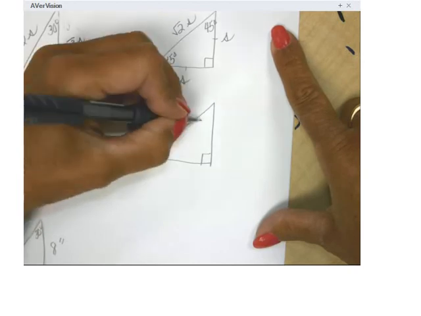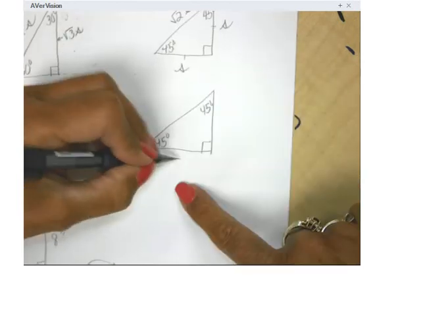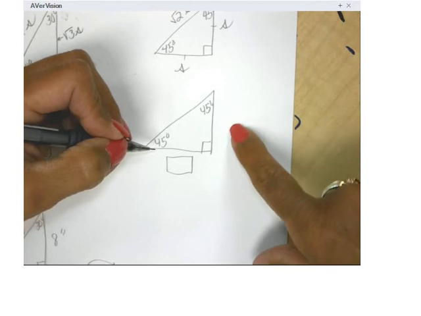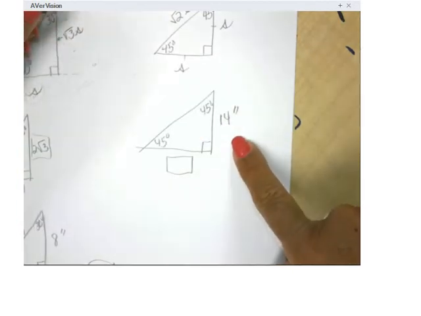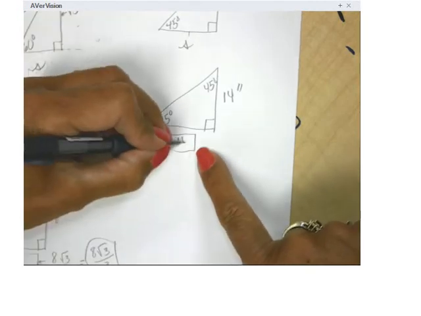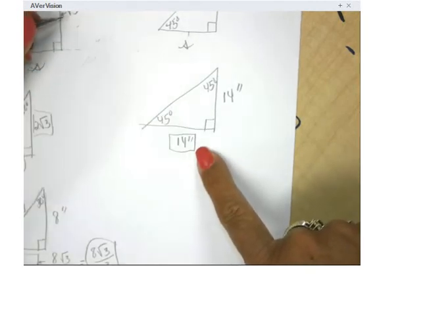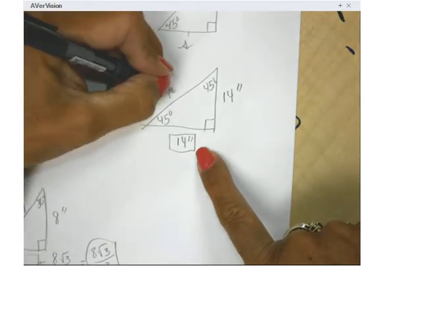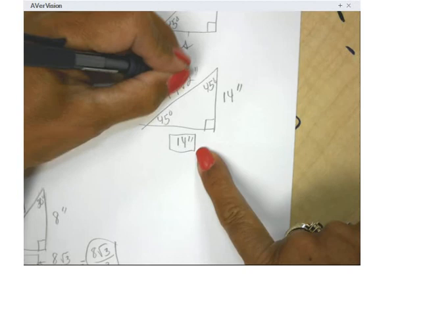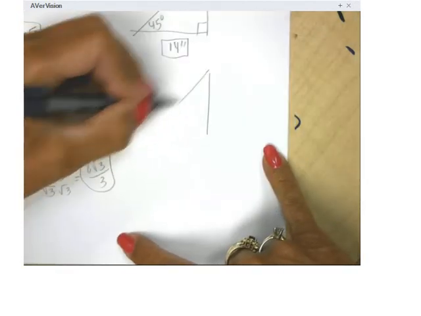If I gave you this triangle and I said it's a 45, 45, 90 triangle, if I give you a leg, like right here, if I say that this leg is 14 inches long, then obviously this has to be 14 inches long. And then in a 45, 45, 90 triangle, the hypotenuse is always square root of 2 times longer. So this would have to be 14 times the square root of 2.